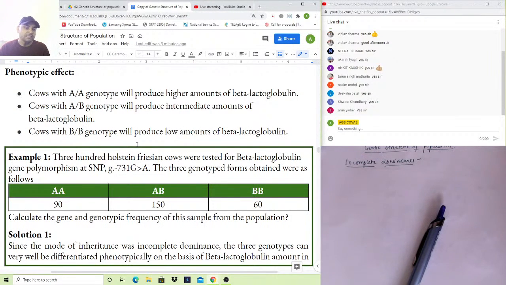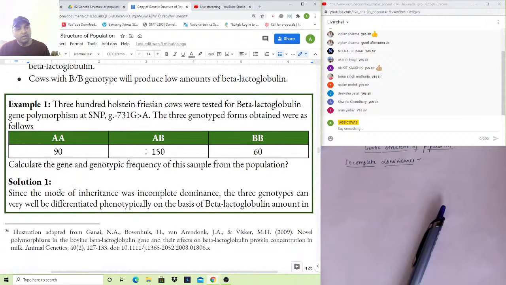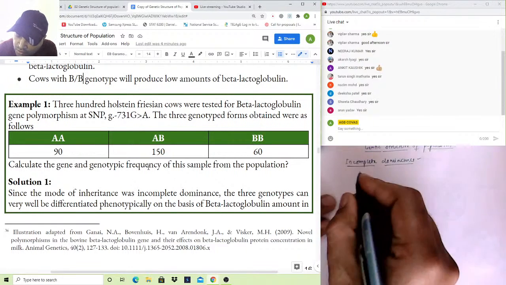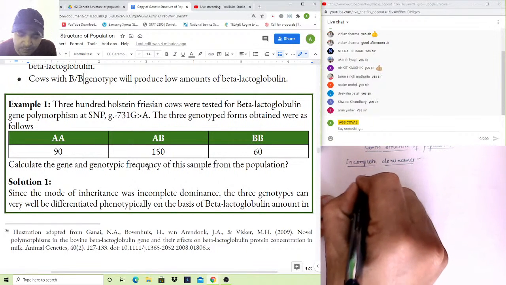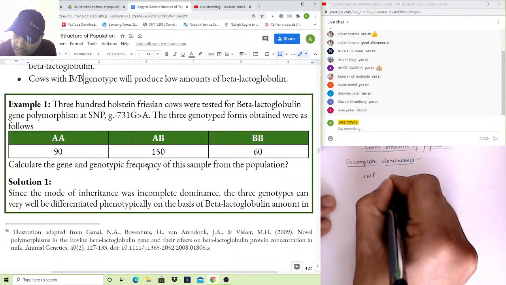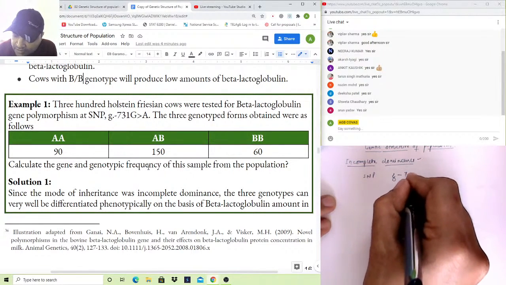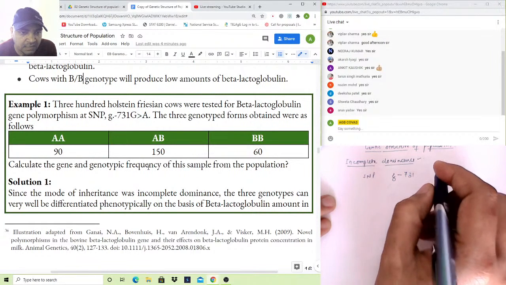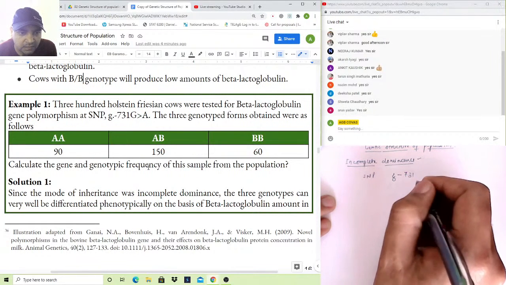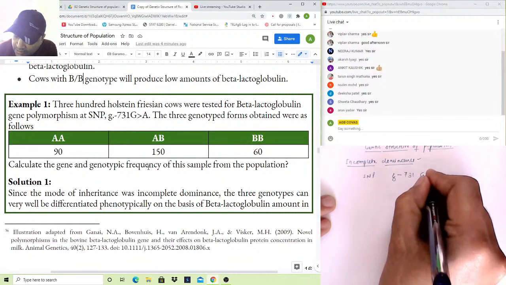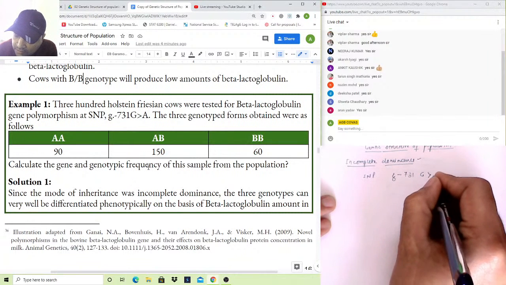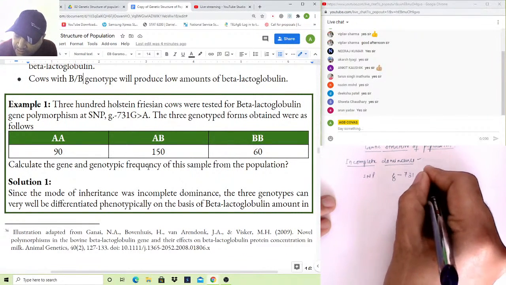Okay, so what is that example? 300 Holstein Friesian cows were tested for beta lactoglobulin gene polymorphism. And what is that gene polymorphism? That this SNP, there is a conversion at the 731 place, where this adenine is replaced by guanine.